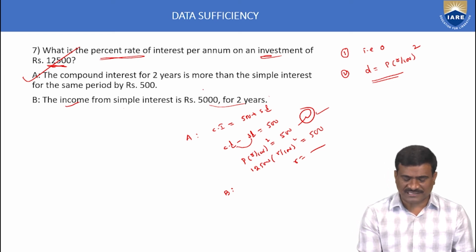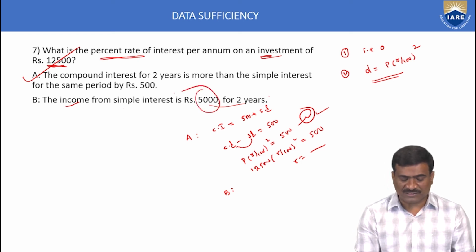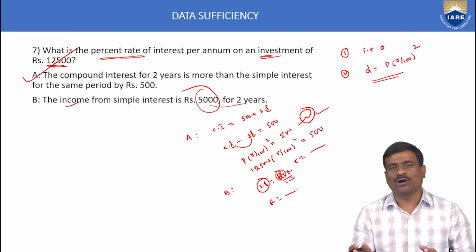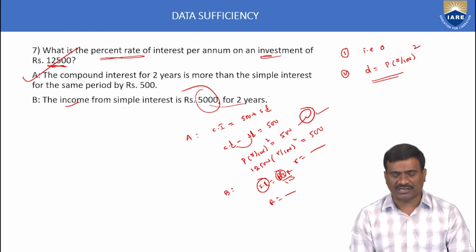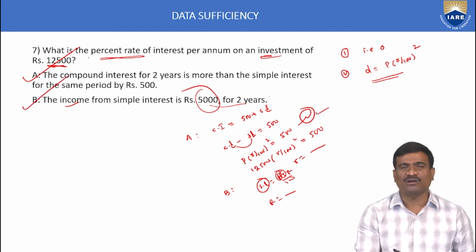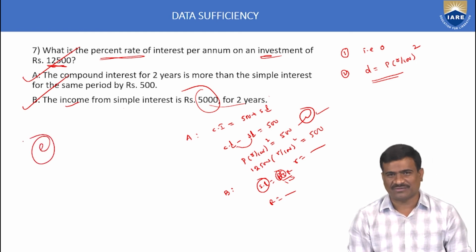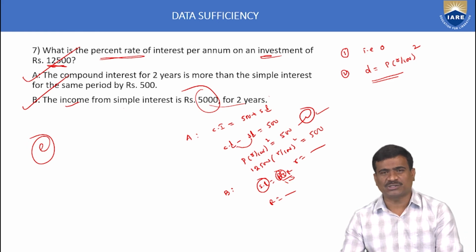Statement B implies that the income from simple interest is rupees 5,000 for 2 years. Simple interest is equal to PTR by 100. Simple interest is given, principal amount given, time also given, so calculate the rate of interest. All terms are given except the rate of interest. B statement is also sufficient. Therefore, answer option E only is correct. Once again, it is important to use only this method.